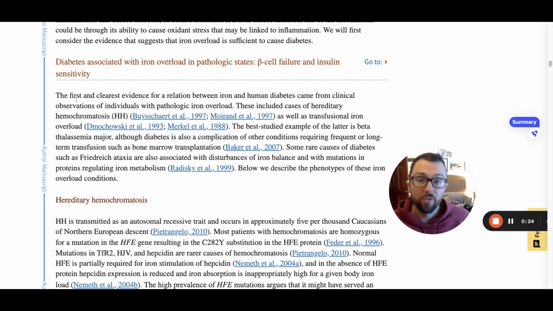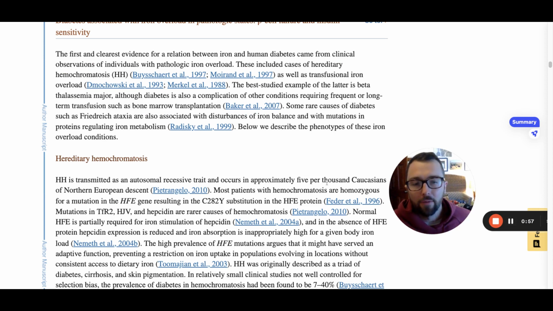And it's mentioned here, the first and clearest evidence for a relation between iron and human diabetes came from clinical observations of individuals with pathologic iron overload. I've mentioned this in previous episodes of Diabetics for Diabetics Radio, where there is a huge percentage of people diagnosed with hereditary hemochromatosis that are diabetic. At least half of people with iron overload develop either type 1 or type 2 diabetes.